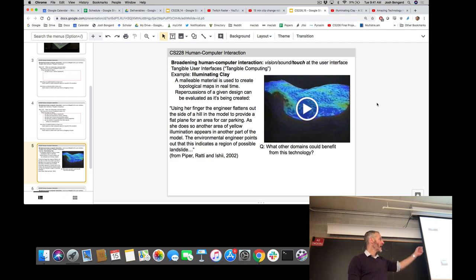Absolutely, right? So again, the humans in this case are receiving simultaneous visual and tactile response to what's going on with the clay. But that response or that repercussion is being augmented by the computer. It's difficult, depending on the lighting, to look at a complex surface and say something about its actual topography. So the computer is augmenting that, the visual sense in this case.